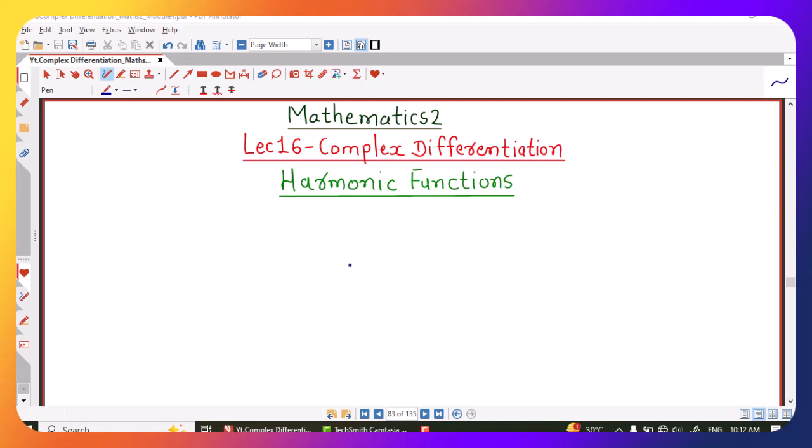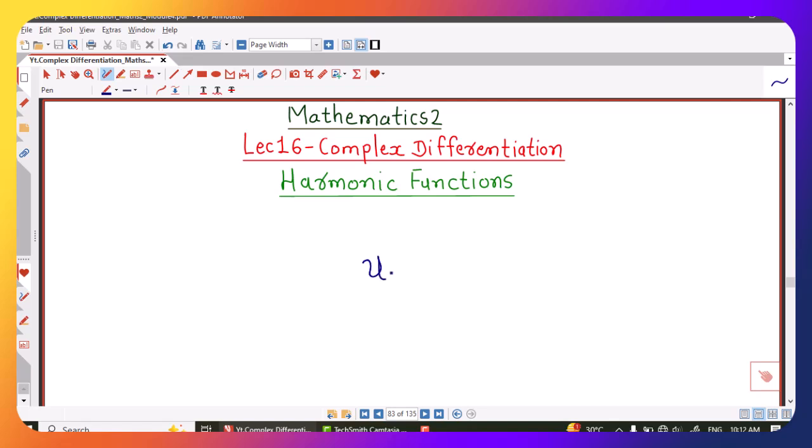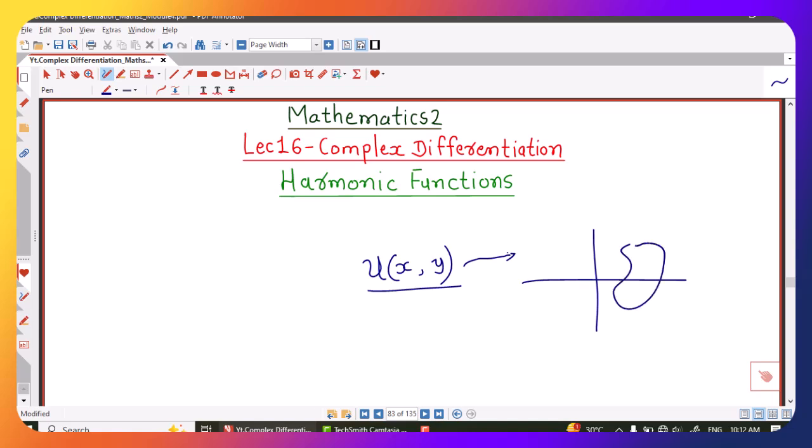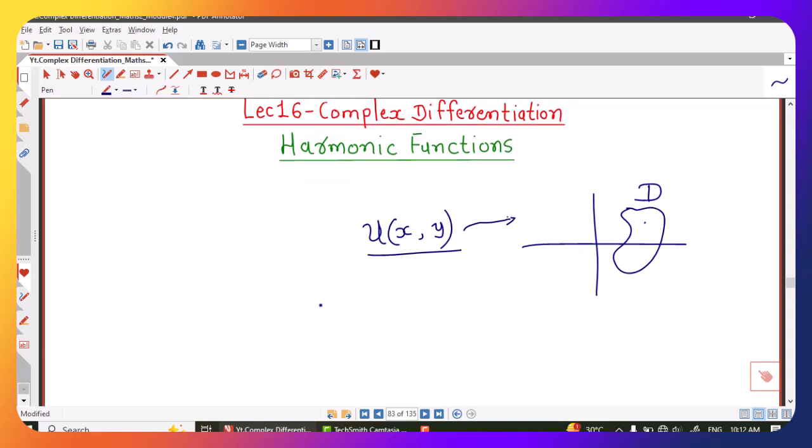Harmonic functions are real valued functions of two variables. For example, suppose I have some function u of two variables, say x and y, where x and y are real variables. So u is a real function of two variables, and suppose we want to check whether u is harmonic in some domain, say capital D, of the complex plane. Then we should check two conditions.